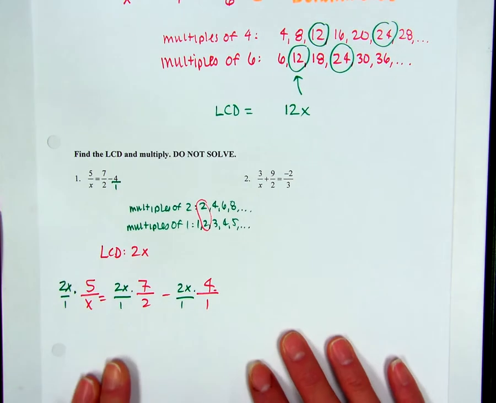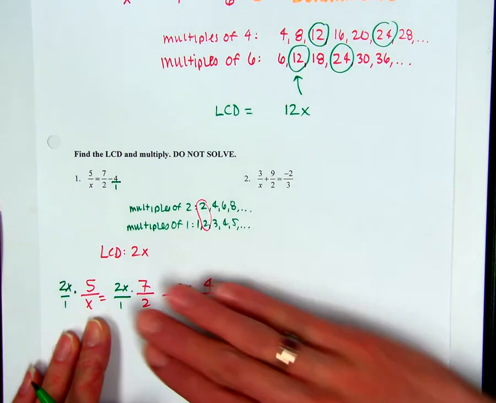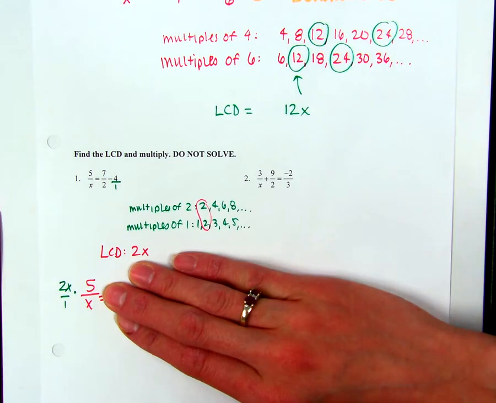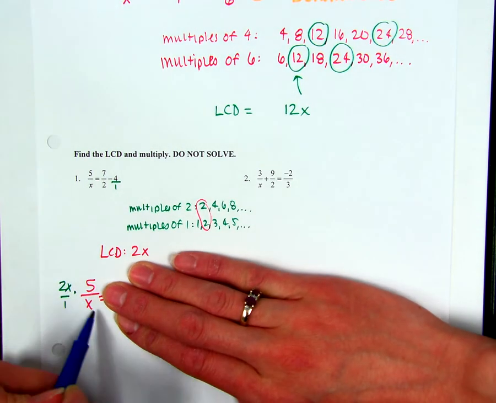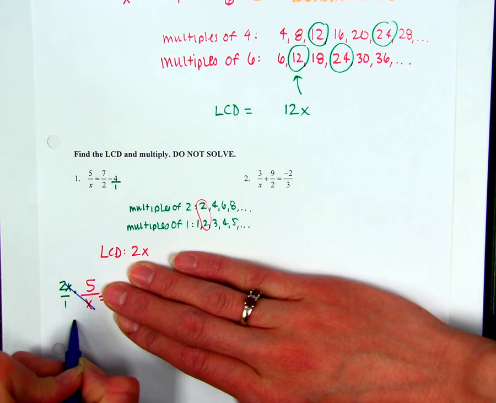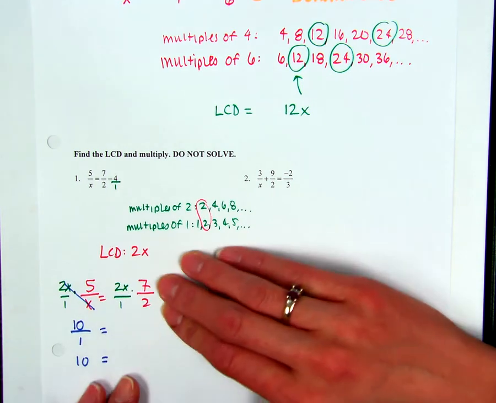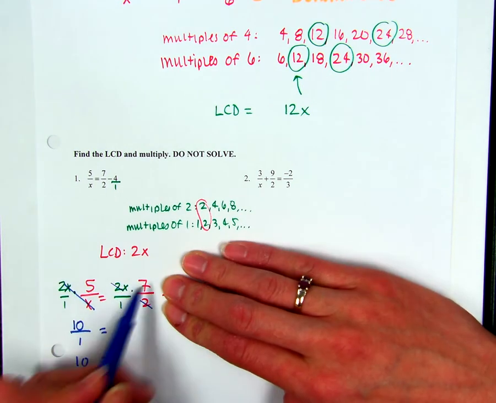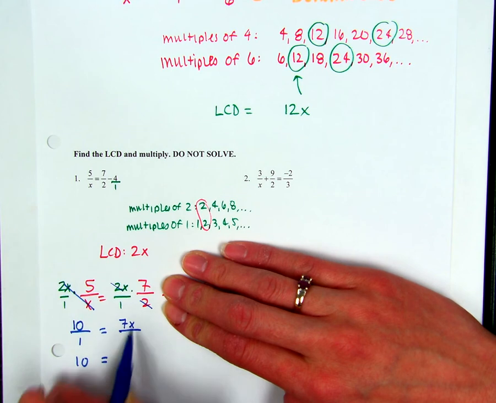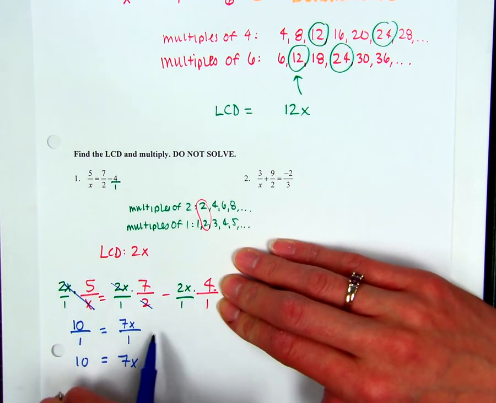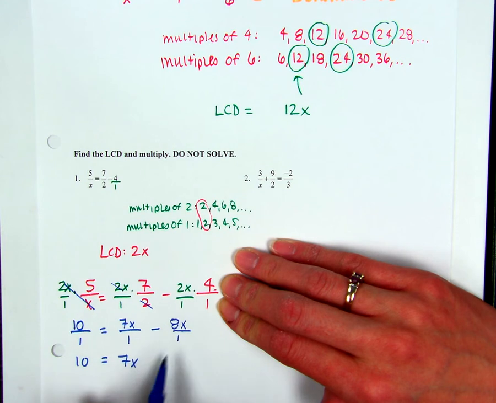All right, and then I'm going to do what we've been doing earlier in the chapter, is you look for things that can cancel out. Can anything cross off? My x's cancel, so I'm left with 2 times 5, which is 10 over 1, which is also known as 10. All right, in this problem, my 2's cancel, so I'm left with 7x over 1, which is also known as 7x. Here, nothing cancels, so I'm left with 8x over 1, so I'm left with this.